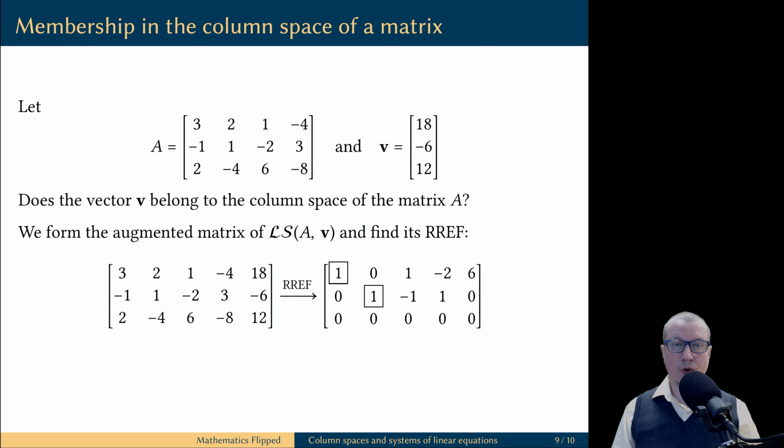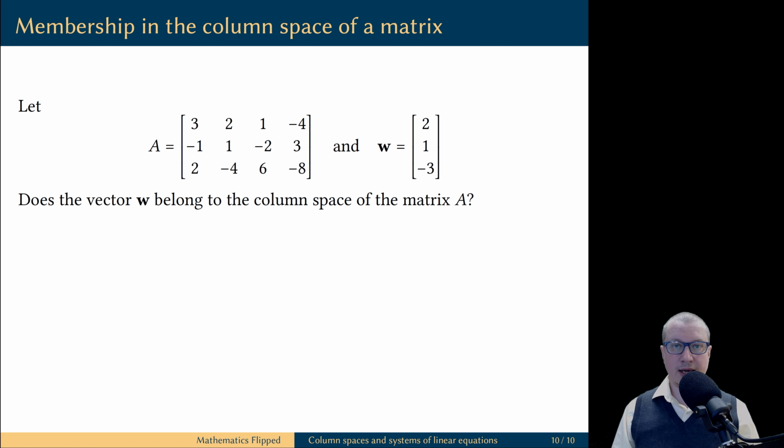Therefore, what we do is we form the augmented matrix of this linear system. And to form this augmented matrix, we take the coefficient matrix A, and to the right of that matrix, we add one extra column, the given vector v. We then reduce this augmented matrix, and from the reduced row echelon form, we see that the last column is not a pivot column. Therefore, this linear system is consistent, and in turn, it means that the given vector v does belong to the column space of the matrix A.